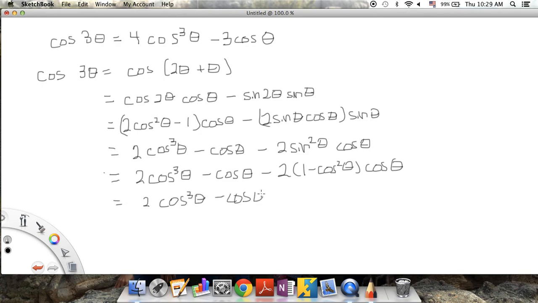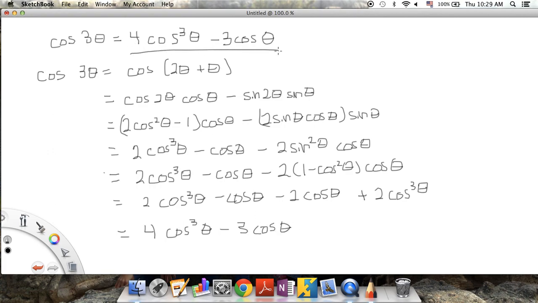And then after I've done that, I end up with, there's my cosine cubed. I have 4 cosine cubed theta, and then minus 3 cosine theta, which is what I had at the beginning. So that's what I wanted.